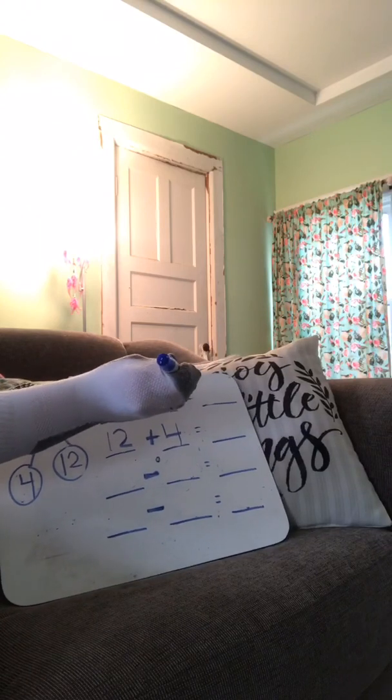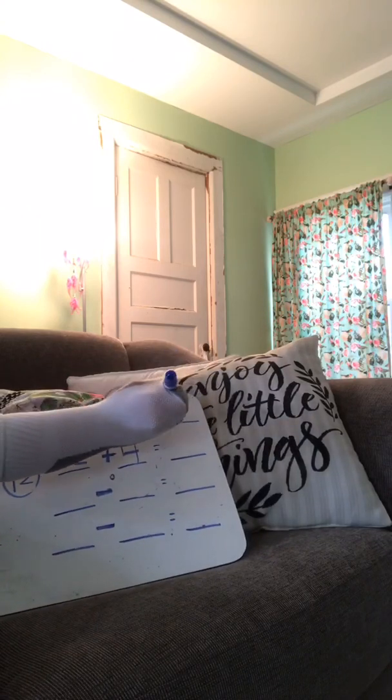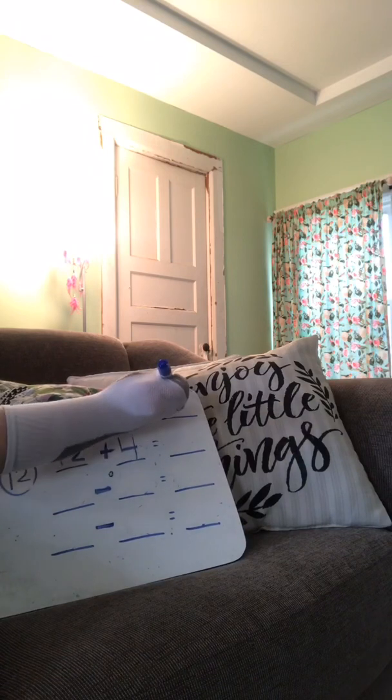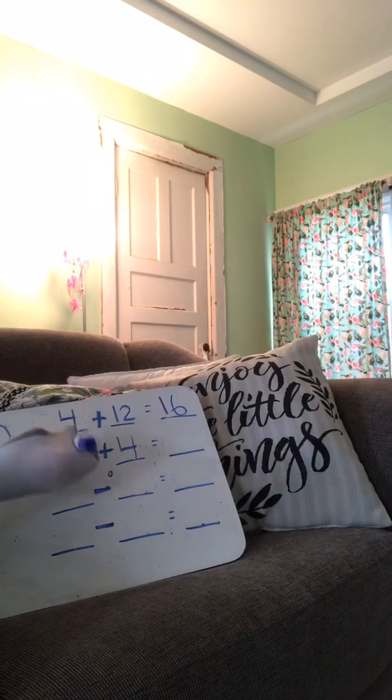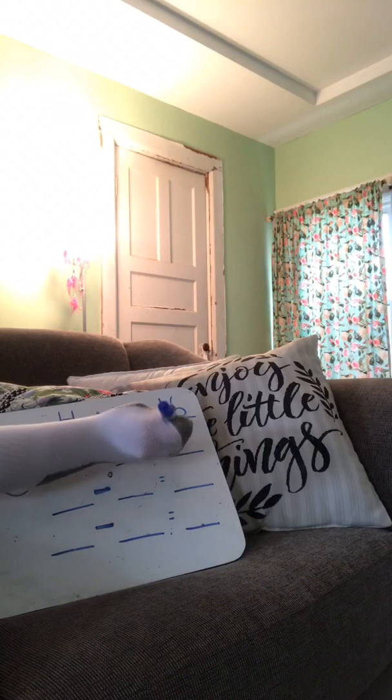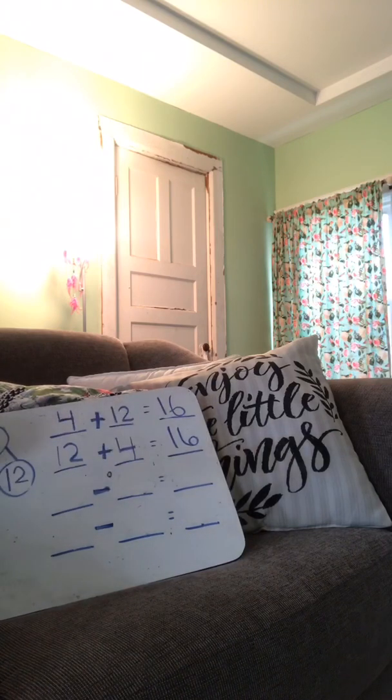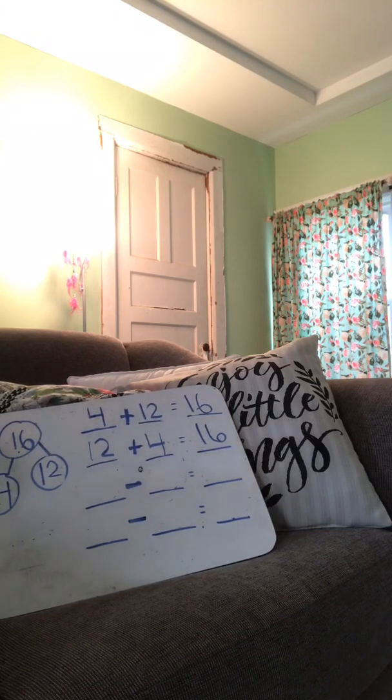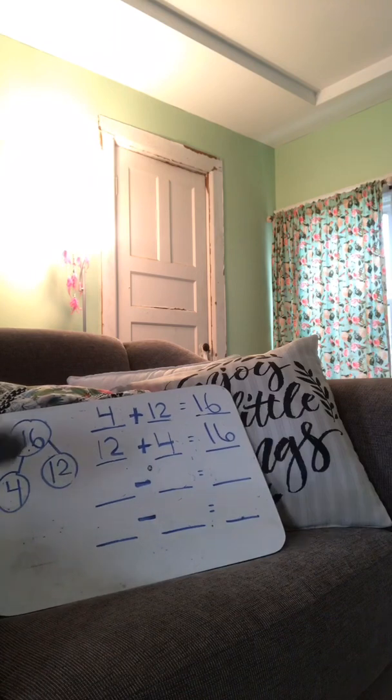So in our total spot here, we're going to put 16. And if 4 plus 12 equals 16, then 12 plus 4 must also equal 16. We can also fill it in our number bond. So now that we've done this, we are going to fill in the subtraction sentences.